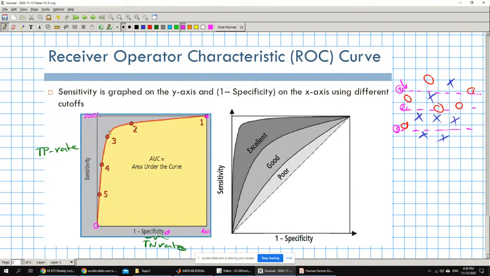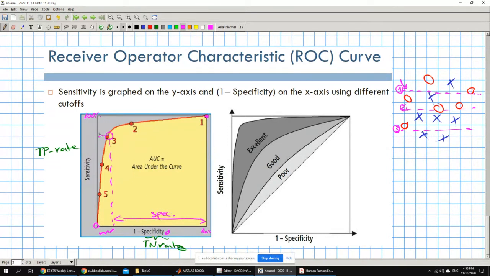The points in the middle are the points that make sense. You can trade off sensitivity versus specificity, but you would like to have something like this point, for example. This is a good point because here the specificity will be 1 minus this value. So 1 minus specificity means that the specificity is this much right there. Okay?